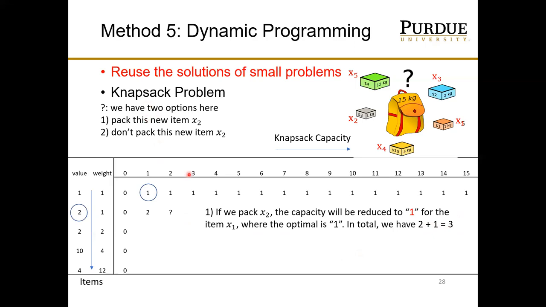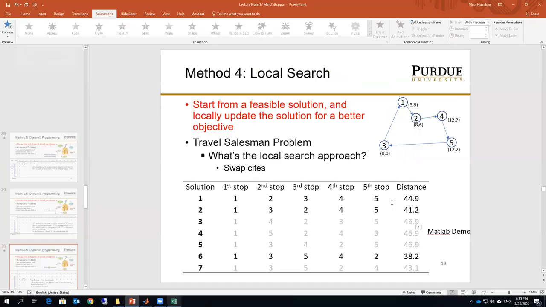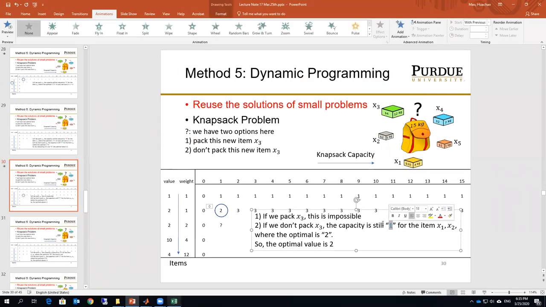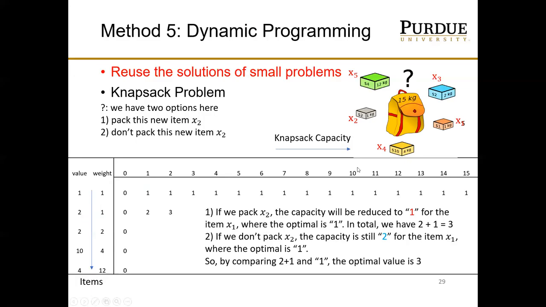That's option one. Another option is that we don't pack it. If we don't pack it, then the capacity is, I should say, still two for this one. Let me just change it. So this is two, right? Because if we don't pack this X2 atom, then the capacity is still two.